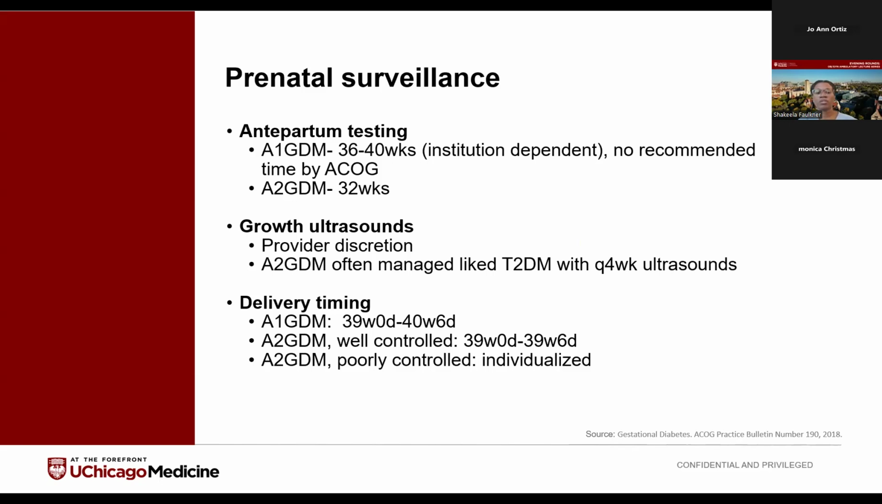So often it's going to be more like shared decision making. We obviously want to balance out the risks and benefits, but at some point the risk of stillbirth does start to increase when you have really poorly controlled diabetes. And so certainly when you're getting to that early term time frame, it is reasonable to think about delivering at 37, 38.